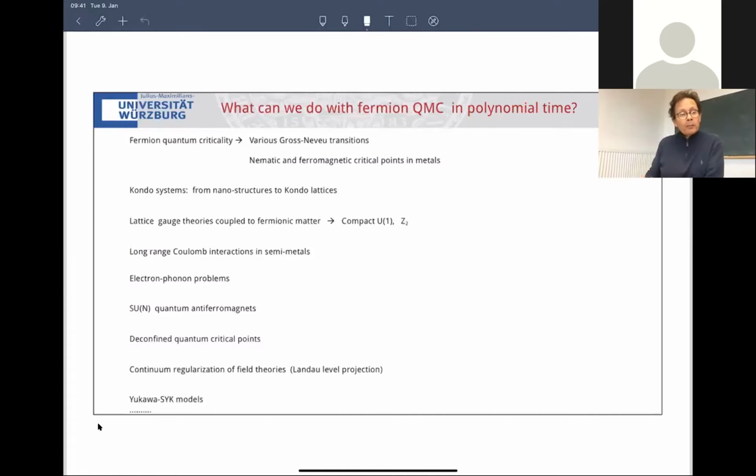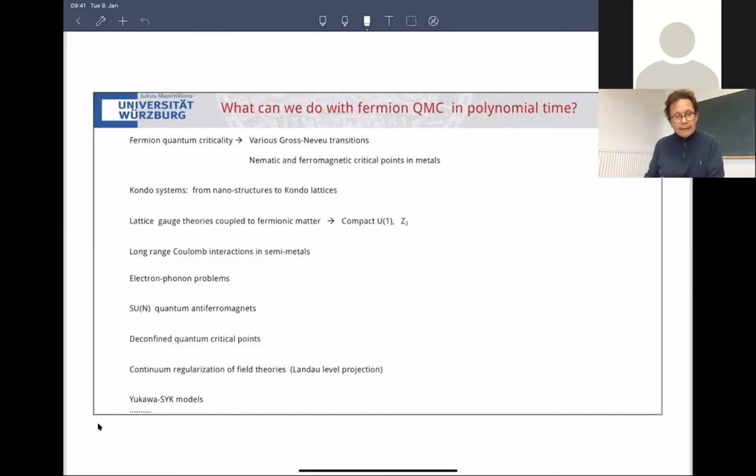Electron-phonon problems are possible to simulate, although they're very hard because of sampling issues. So there's still some progress to be made there, in my opinion. And the list goes on. SU(N) quantum antiferromagnets, competition between antiferromagnetism and dimerized states. Various forms of deconfined quantum critical points can be done.